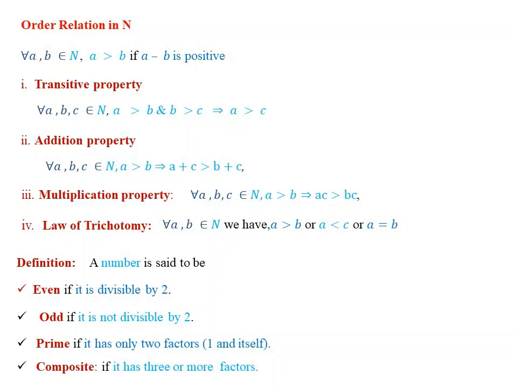Transitive property. For every A, B, C, elements of natural numbers, if A is greater than B, and B is greater than C, then A is greater than C.